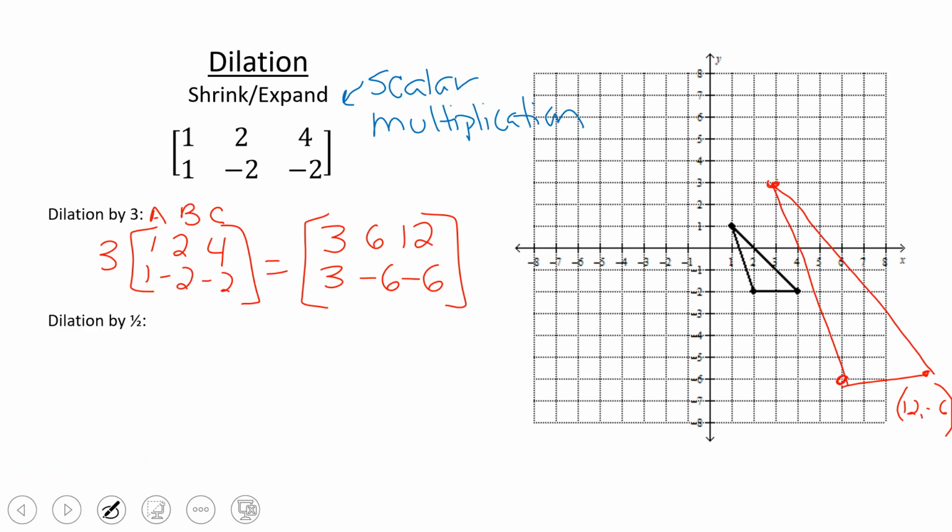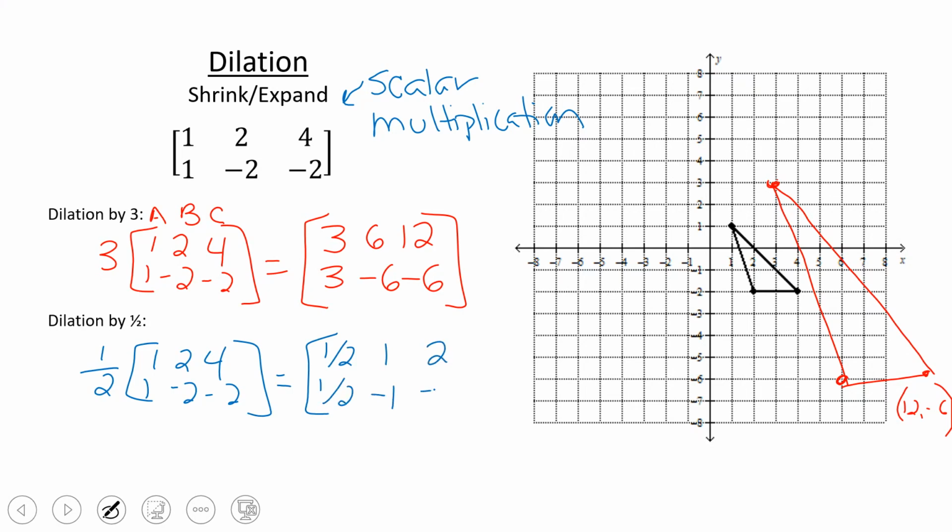Well, what if I dilate by a half? So this is shrinking. Well, you're going to multiply using a scalar of 1/2. These are all very nice numbers. Just remember that we don't use decimals in a matrix, so we do want to keep their fraction form. And then we're going to graph it. 1, -1, and 2, -1. So it's this itty bitty triangle right there. That's what a dilation by a half would look like.